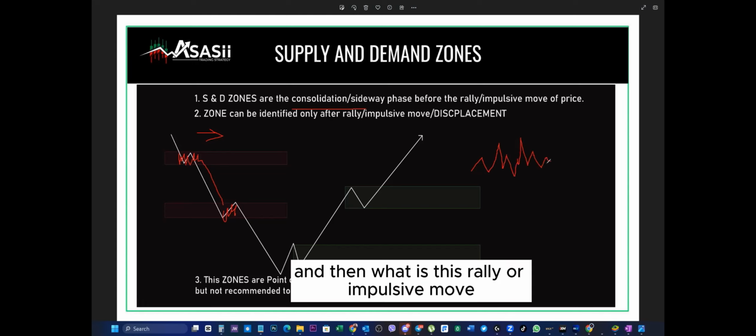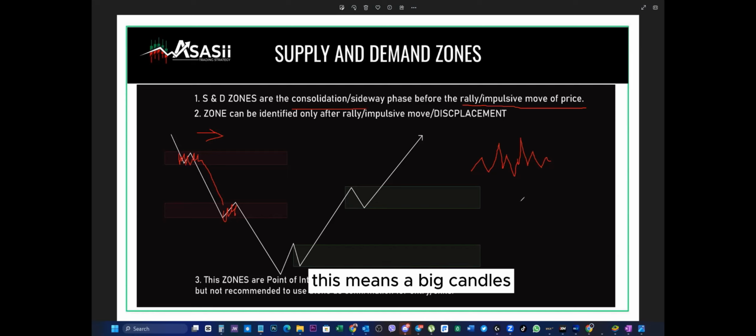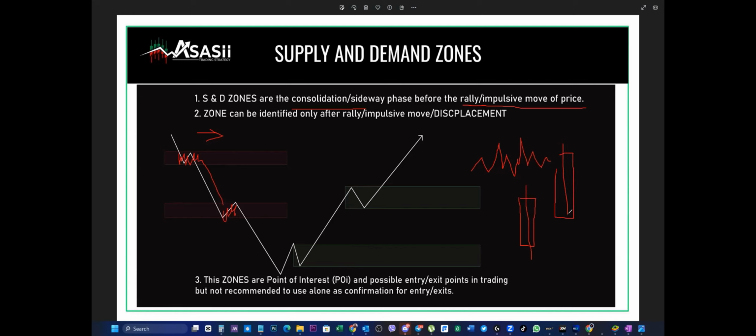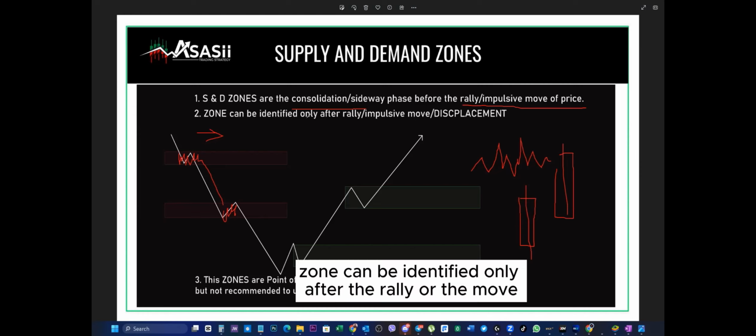Okay? And then, what is this rally or impulsive move? This means big candles. You will see them, the big green or red candles. A zone can be identified only after the rally or the move displacement.